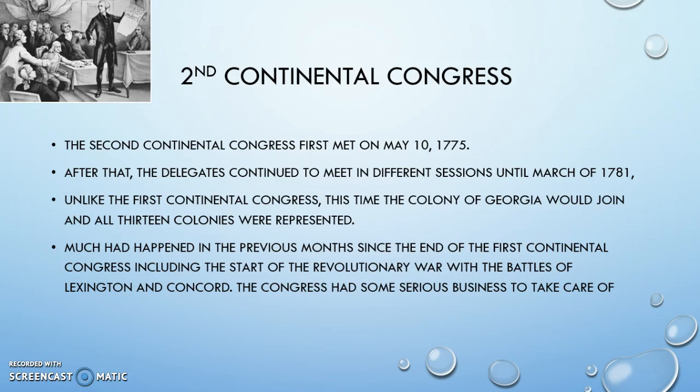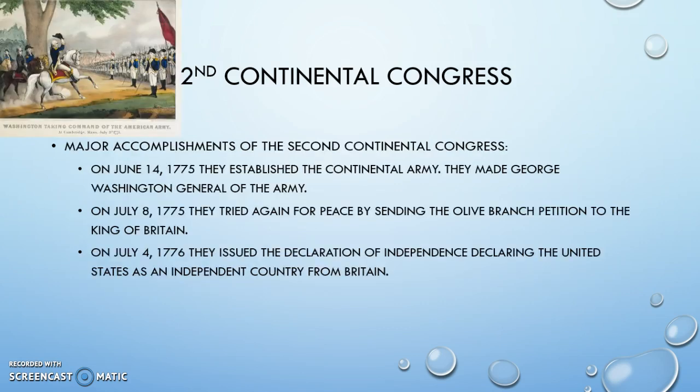Much had happened in the previous month since the First Continental Congress, including the start of the Revolutionary War. So the first time they met, they weren't fighting, but now they're fighting the second time they met, with the battles of Lexington and Concord having already started. The Congress has some serious business to take care of. So they got together first to say, King George III, stop all of this. A lot happened. Now we need to come back together and we need to come up with some plans.